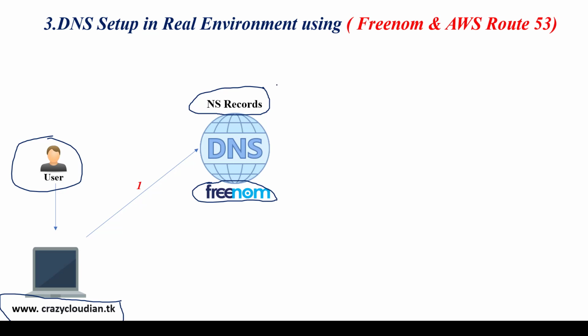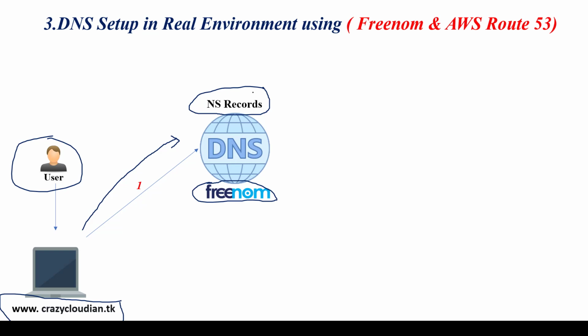But I will discuss that point later on. So right now, just focus on the main execution sequence, right? So when you type www.crazycloudian.tk, your first request goes to the domain issuer or domain service provider from where you issued this domain, right? So freenom.com issued this domain, and this domain by default has an NS record, right?